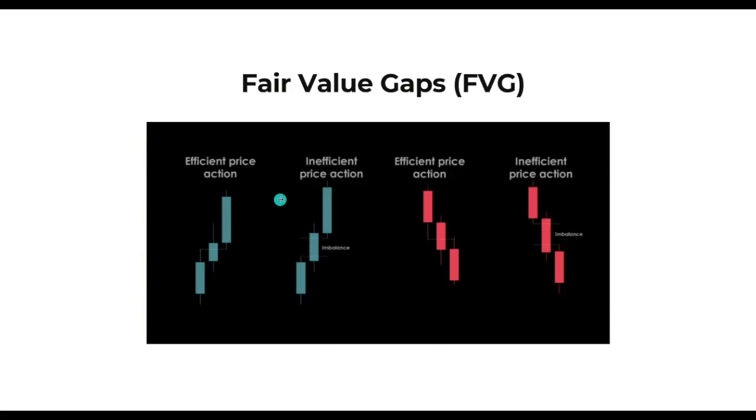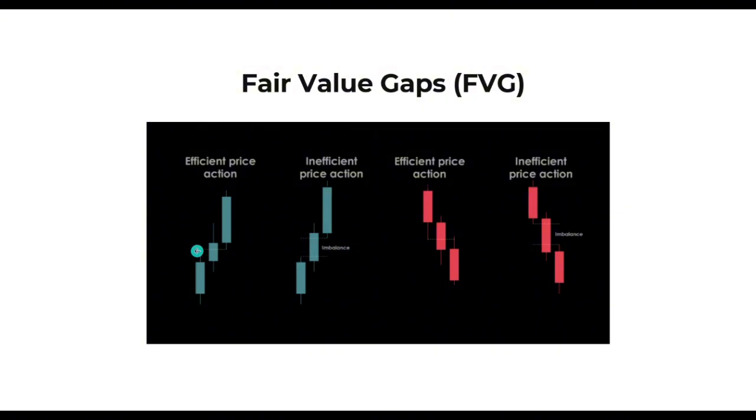Now, for the bullish fair value gap, it is usually characterized by three candles, and here we have three candles, right? So we have the first, second, and third candle. You can see that between the wick high of the first candle and the wick low of the third candle, there is a space in between them. That is what we call the fair value gap.